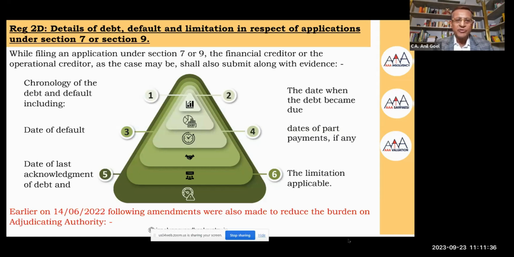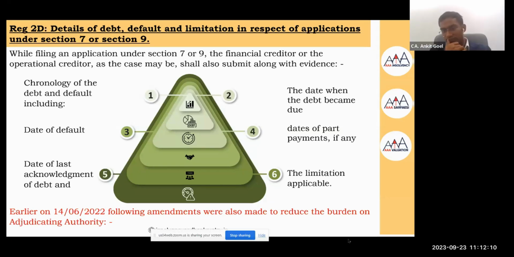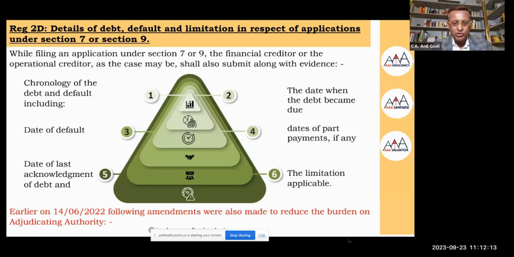the financial creditor or the operational creditor, as the case may be, shall also submit along with evidences, number one, the chronology of the debt and default, meaning all timings: when debt was taken, when default happened. Then the date when the debt became due, because in most cases adjudicating authority hearings are wasted only to ascertain the due date of the default, the due date of the debt. If the due date is not there, then it is very difficult to tell whether the default was there or not, because there has to be a due date and only then the default. If there is no due date, there is no default, even if the money is not paid for 10 years.